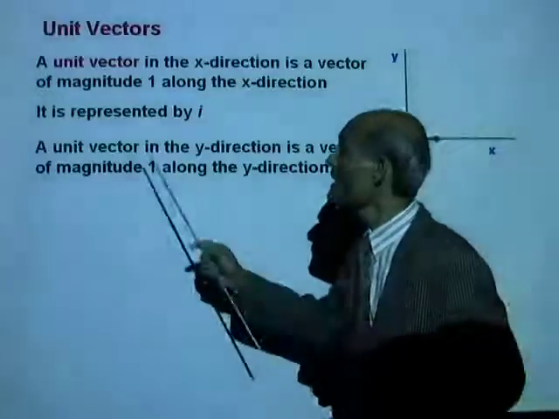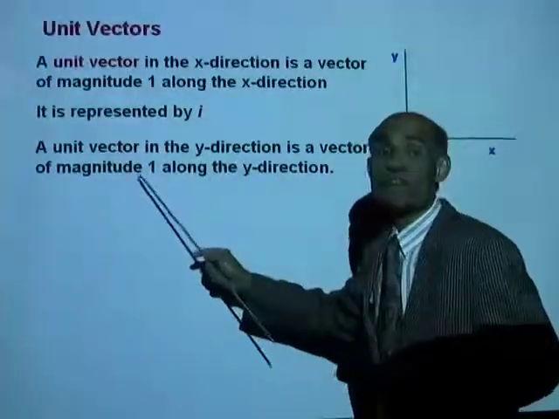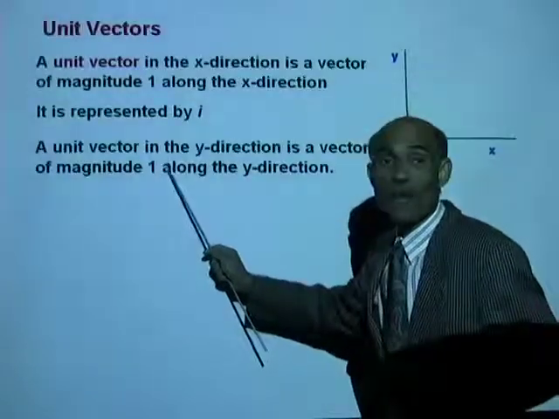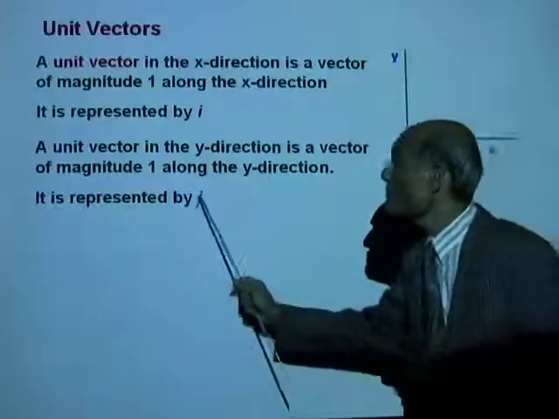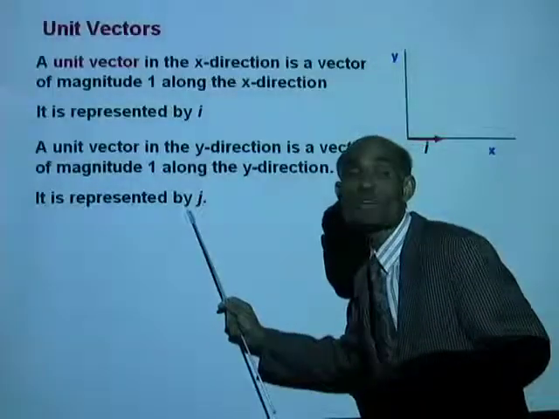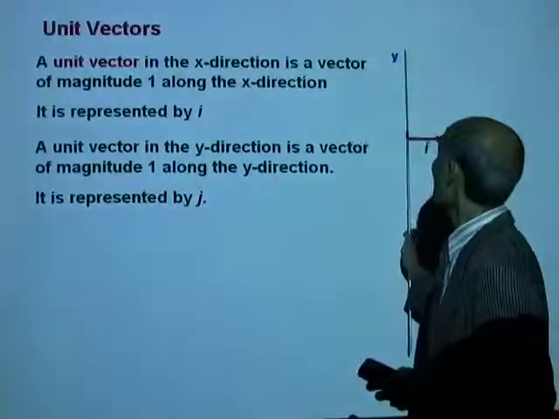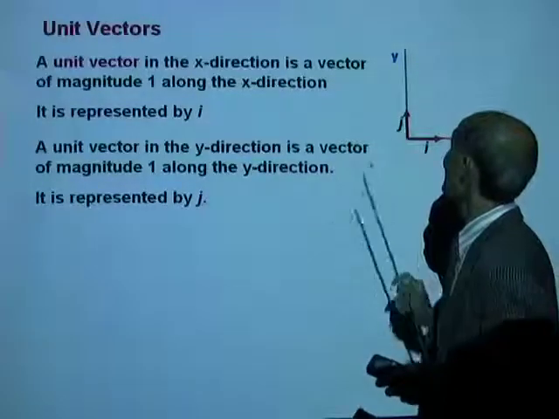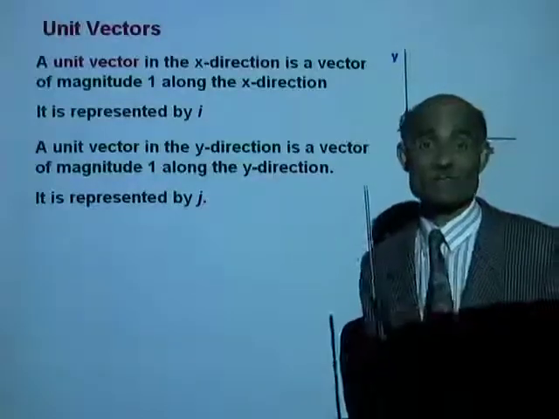In the same way, a unit vector in the y direction is a vector of magnitude 1 along the y direction. And we will represent that by the lowercase j, again italicized. So the lowercase j is the unit vector in the y direction.